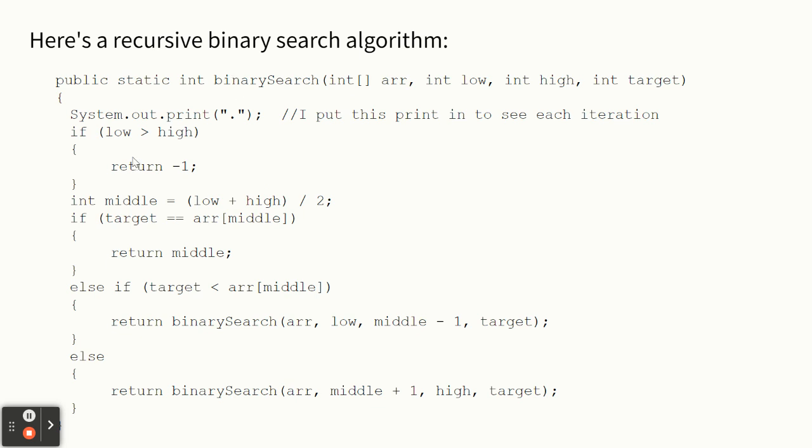But here's kind of how it exits. This would be the base case. If low is greater than high, that means you didn't find it.